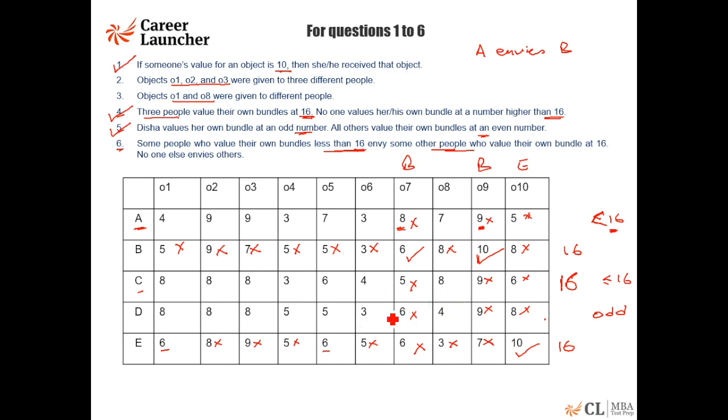Okay. Now if C is 16, let's look at the combinations possible. Out of these, C can get only 1.